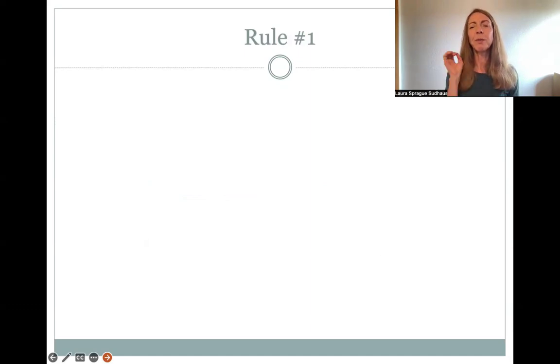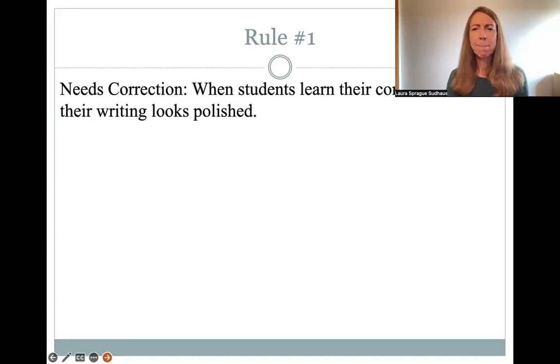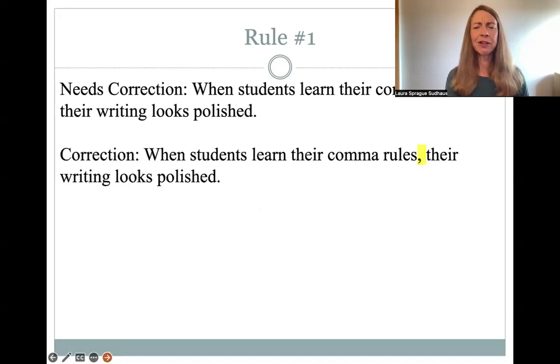What I'm going to do by introducing you to these 5 rules, I will give you a sentence that is incorrect, and you decide what needs to change. And then you're going to decide what the rule is. So see how well you do. When students learn their comma rules their writing looks polished. So do you know where to put a comma? I think so. What is the rule? So here, I'll give it to you.